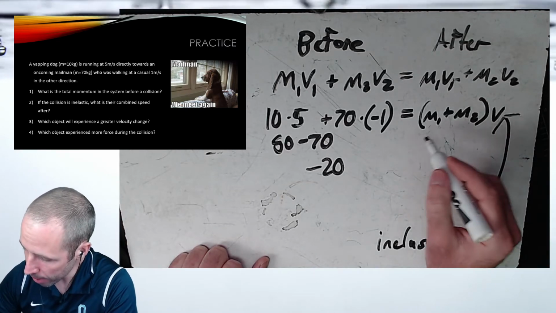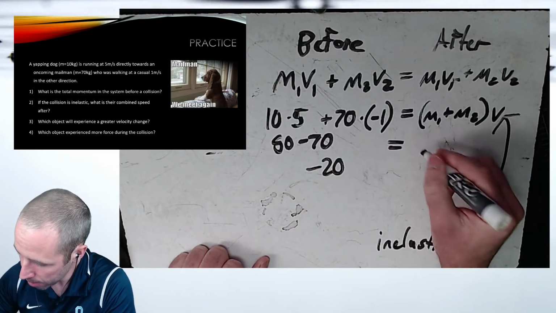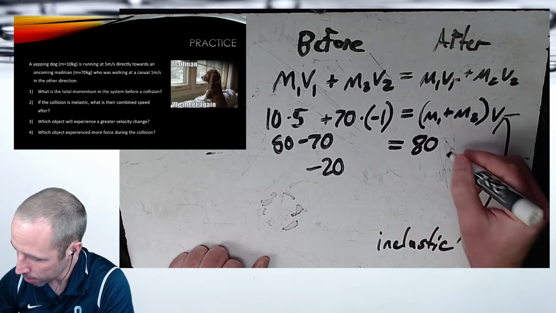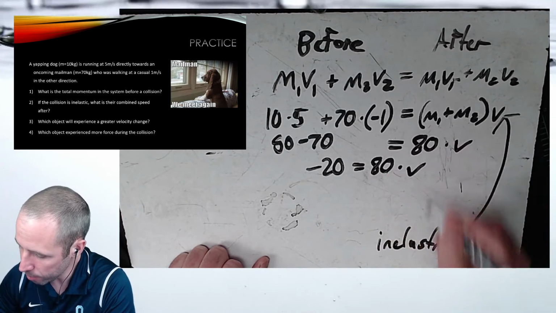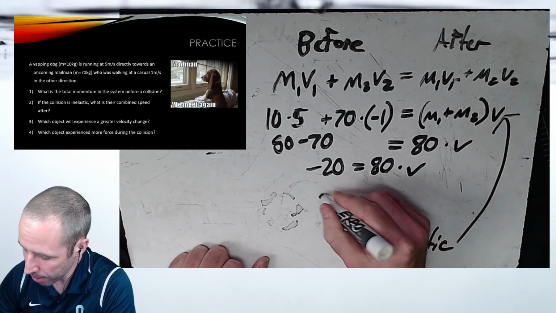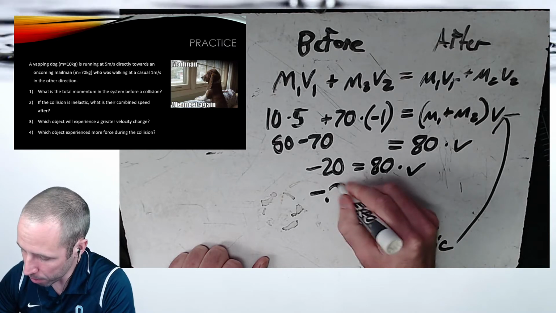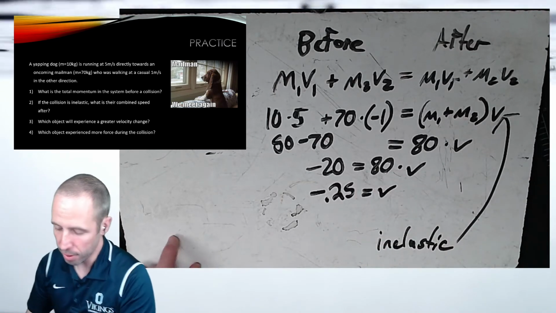All right, so anyway, I got a combined mass of 10 and 70 is 80 times some unknown velocity. So negative 20 equals 80 times v. I'm going to divide both sides by 80, and I'm going to get negative a quarter meter per second is the velocity. Let's make a cartoon of this.